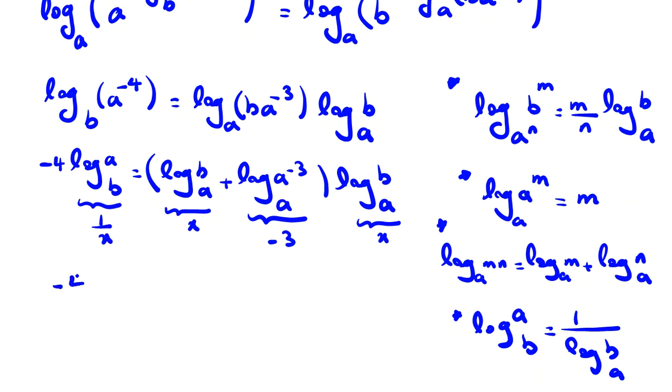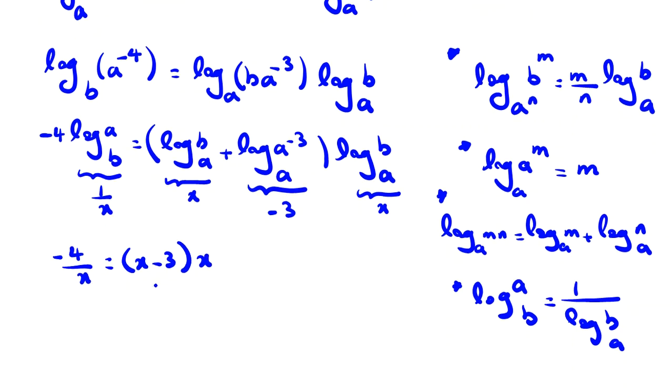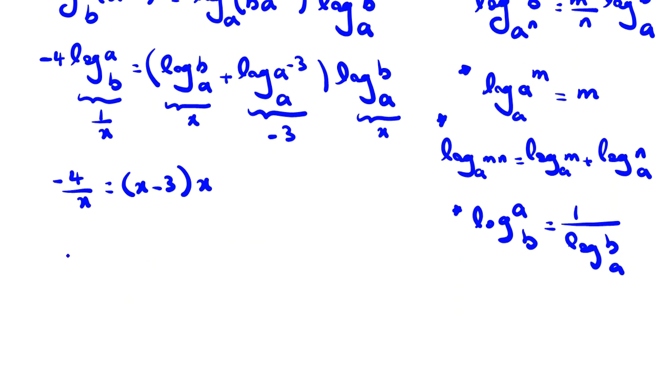So let me write minus 4 over x equals (x minus 3) times x. And if we multiply both sides by x, it will be minus 4 equals x squared times (x minus 3). So here it will be x cubed minus 3x squared plus 4.